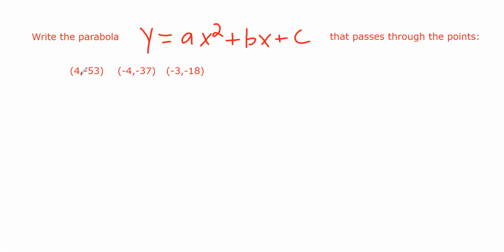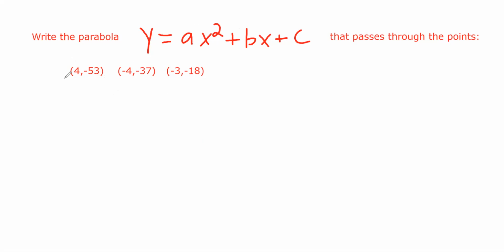Basically, when you have a parabola with 3 points here, an x value of 4 with a y value of negative 53, an x value of negative 4 with a y value of negative 37, and an x value of negative 3 with a y value of negative 18, you can actually use this information to figure out what these coefficients must be, A, B, and C. And it's kind of a neat thing.